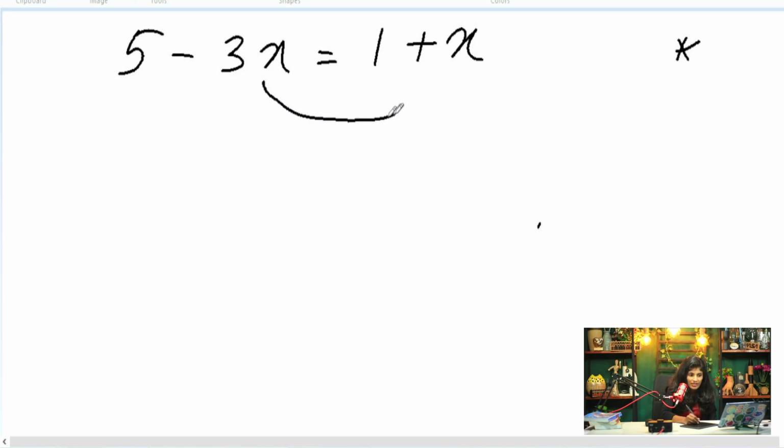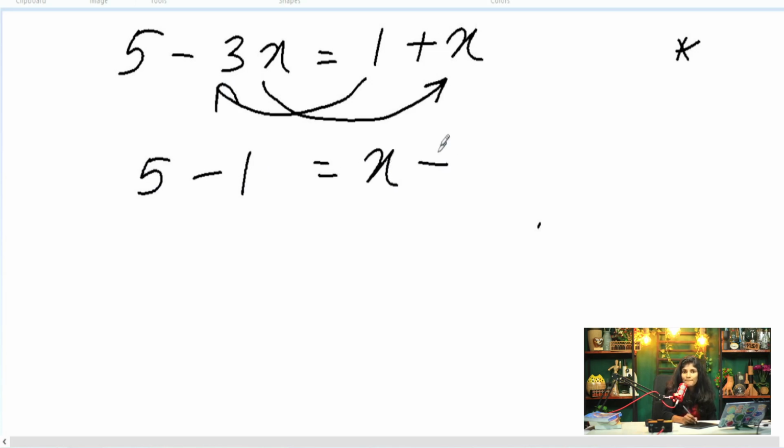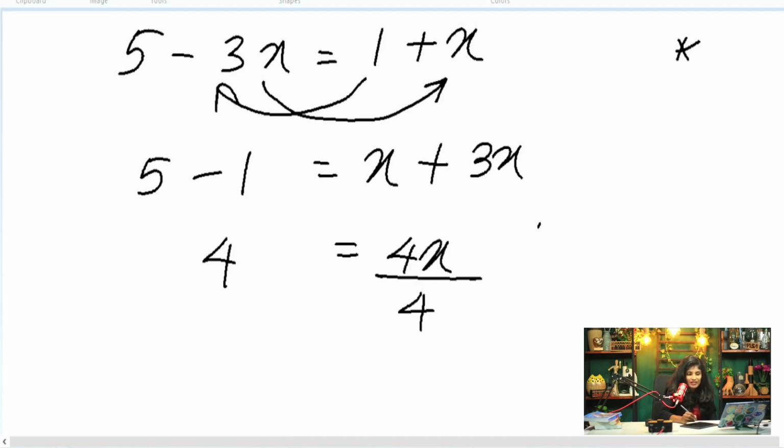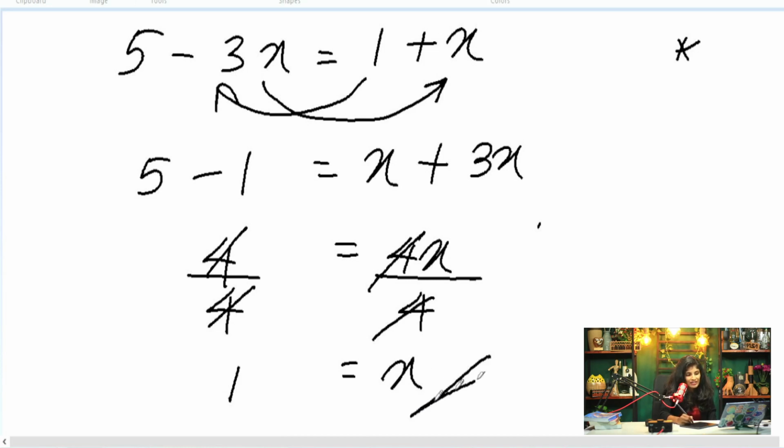So 3x to the other side, then it will become positive, no? And 1 to this side. Okay, 5 minus 1 equal x plus 3x. 5 minus 1, the answer is 4. X plus 3x, answer is 4x. Divide both sides by 4. 4 and 4 are cancelling out. X equal 1. That's it.